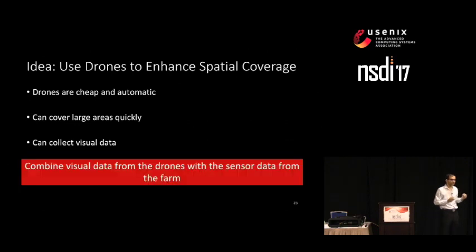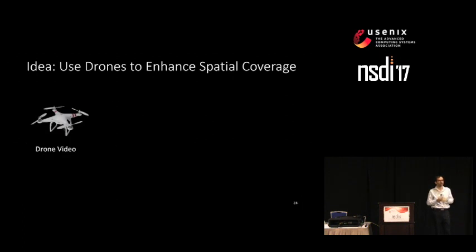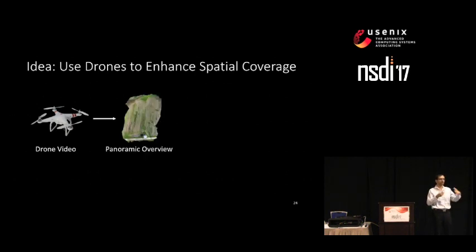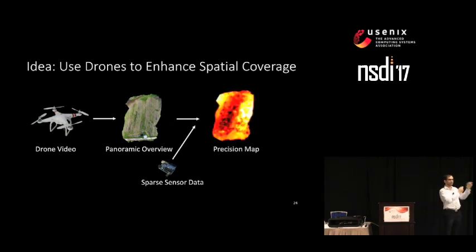So what we do is combine the visual data that we collect from the drones with the sensor data for extending the spatial coverage. Let me tell you how we do that. We take a drone and send it across the farm to do an aerial survey of the field. We combine this aerial survey into a compressed overview of the field, which looks like this. This is the panoramic overview of the farm. We compress this overview, combine it with the sensor data, and create a sensor map like this. This sensor map has the value of the sensor at each location of the field, even though we have a very small number of actual sensors deployed.